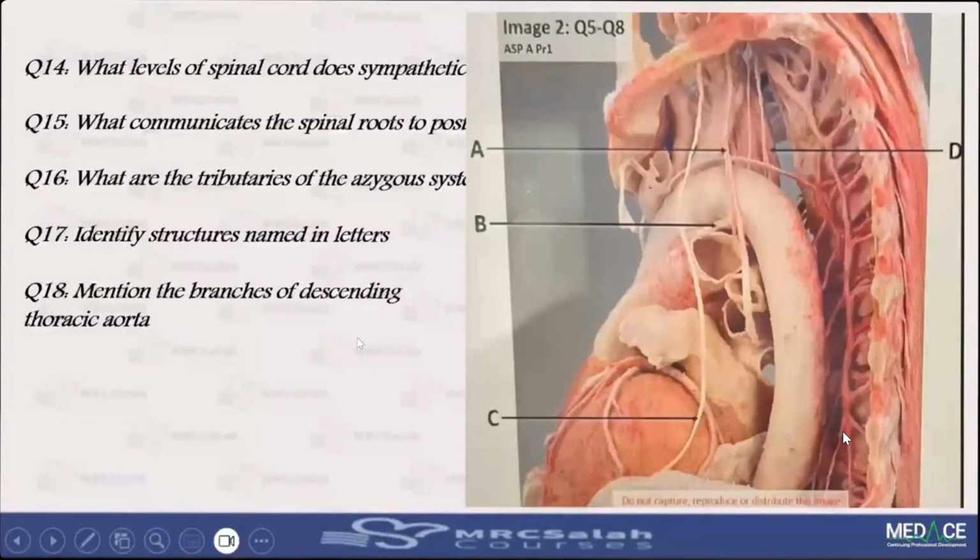Would you mention the branches of the descending thoracic aorta? Yes, the mediastinal arteries, the pericardial, bronchial, esophageal, and the superior phrenic. That's it. Dr. Salah, would you like to add any question for him?